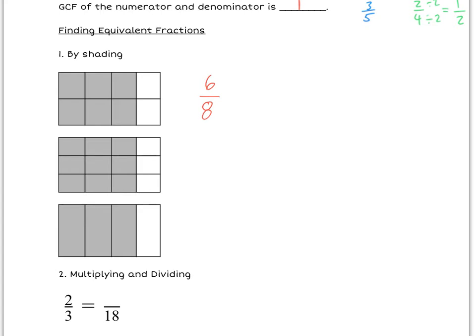What about the one underneath? There are how many pieces shaded in? 9 shaded in, and how many total? 12. What about the one on the bottom? 3 shaded in out of 4 total. If you look at each of those, they have the same amount shaded in. We just made the pieces different sizes. So 6/8 is the same as 9/12, which is the same as 3/4.